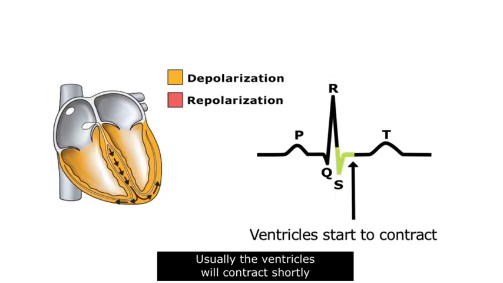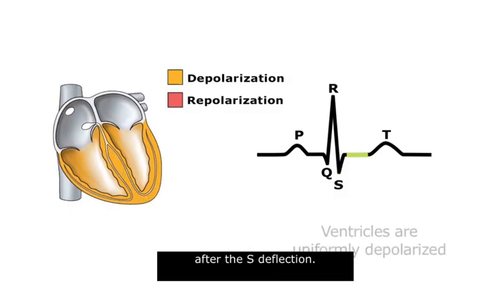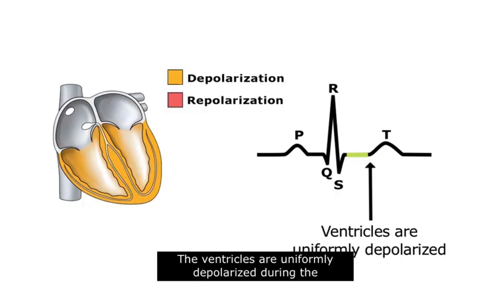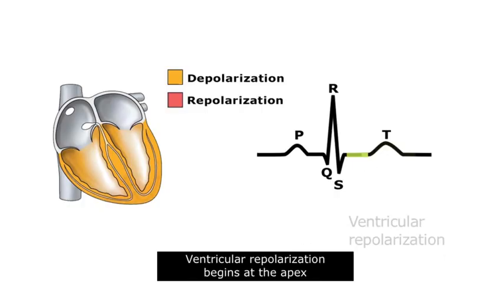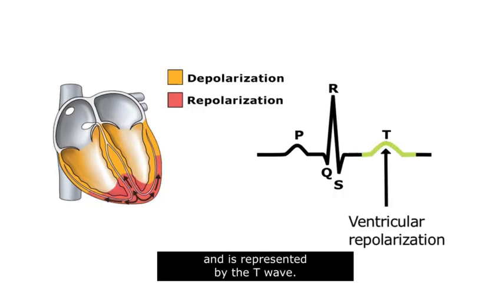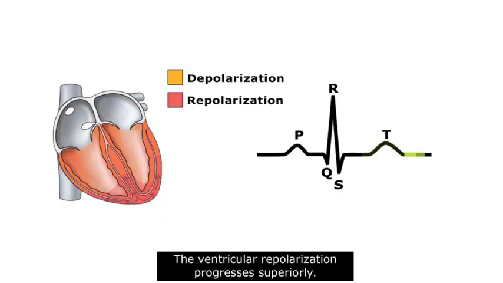Usually, the ventricles will contract shortly after the S deflection. The ventricles are uniformly depolarized during the ST segment. Ventricular repolarization begins at the apex and is represented by the T wave. The ventricular repolarization progresses superiorly.